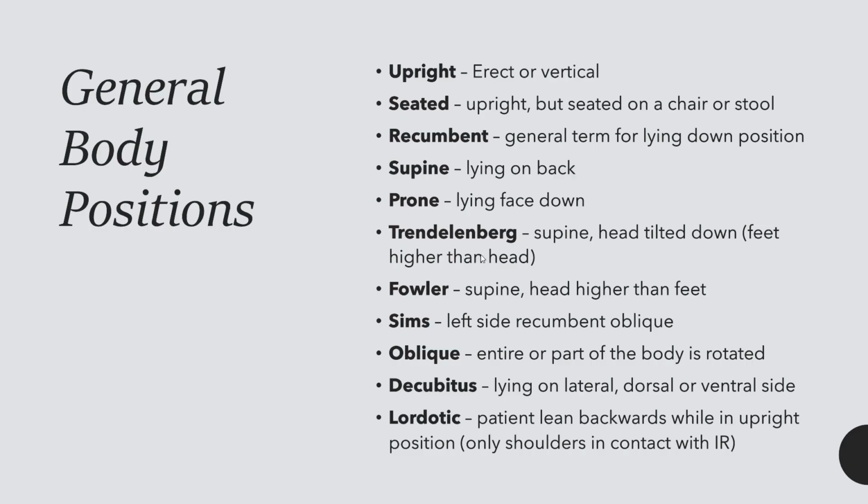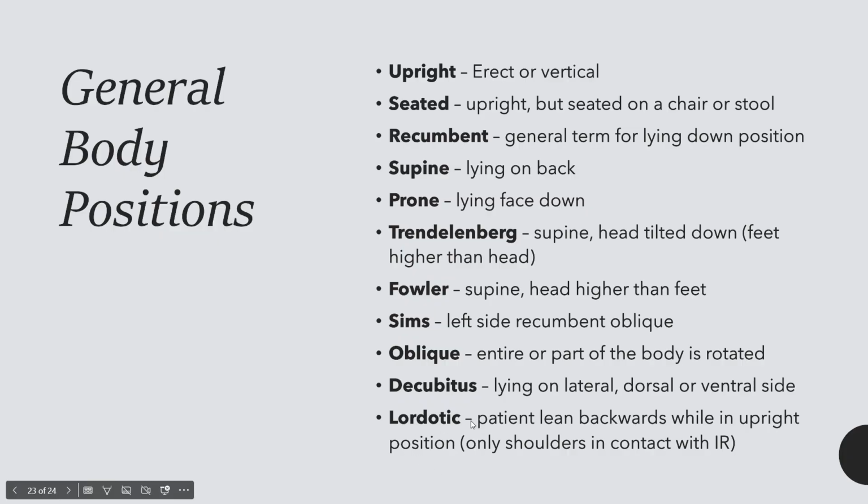Trendelenburg is supine, but their head is tilted down, therefore their feet are higher than their head. Generally, we'll accomplish this by elevating the feet rather than tilting the head down. Fowler is when the patient is supine and the head is higher than the feet, so it's kind of opposite of Trendelenburg. Sims is a left side recumbent and it's also oblique, so it's a little bit more complicated. Oblique, we've talked about: the body's a little bit rotated and at an angle. Decubitus is laying lateral on a dorsal or ventral side, so either anterior or posterior.